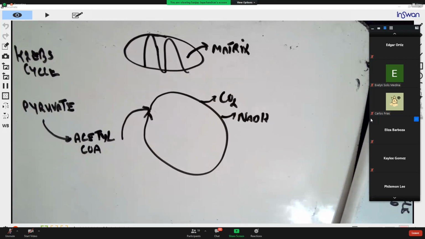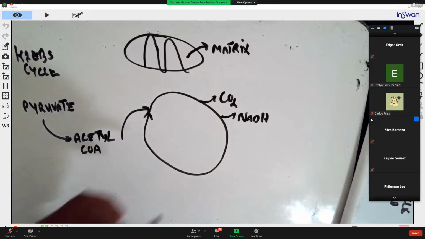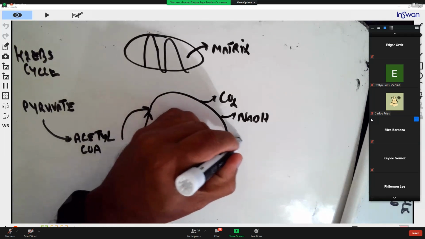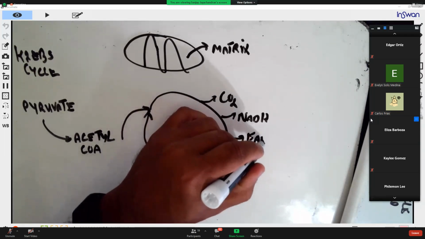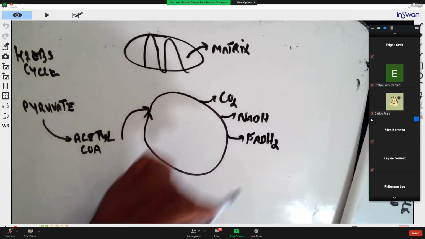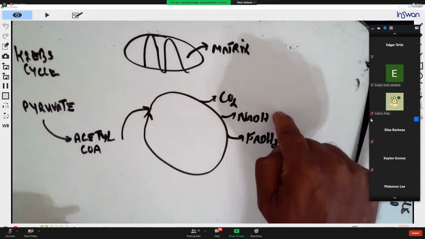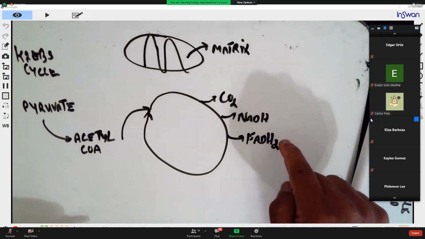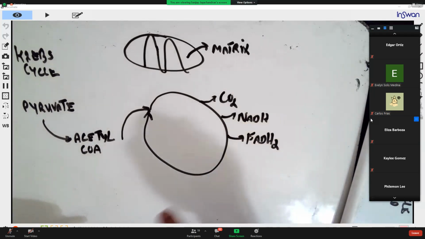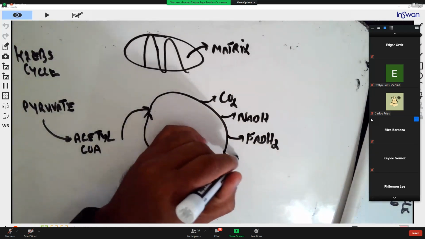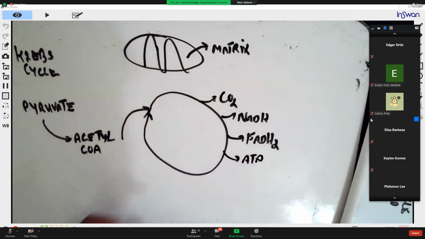Yes. Okay. So we're going to make a relative of NADH also called FADH2. This comes from another vitamin called riboflavin. This is an electron holder. This is also another electron holder, both electron holders. And we're going to make a tiny bit of ATP again, just like we did in glycolysis. That in essence is Krebs cycle.